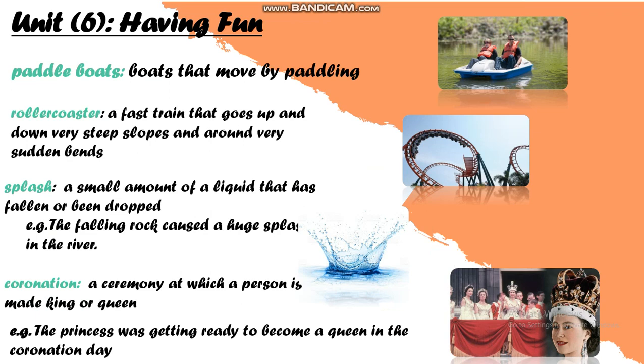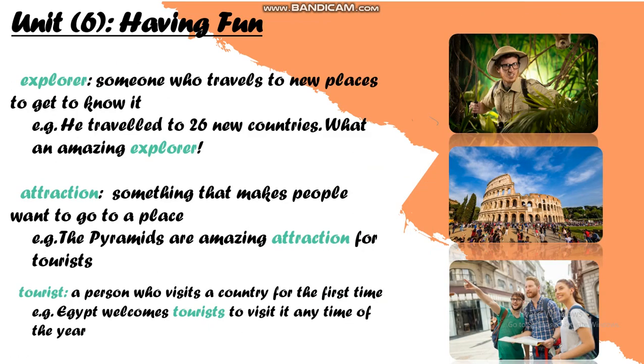The next word is coronation. Coronation, when someone is going to be a queen or a king, for example, we have a ceremony for them to be crowned. Okay, like if you have watched Frozen, Queen Elsa was going to be crowned to be the queen of her city. So they had a huge ceremony for her. It was the coronation, and even Anna was very interested, waiting for the coronation day. So the princess was getting ready to become a queen on the coronation day. As you can see here in the picture, the day that she's going to be crowned and put the crown on her head and start to rule the country or the city.